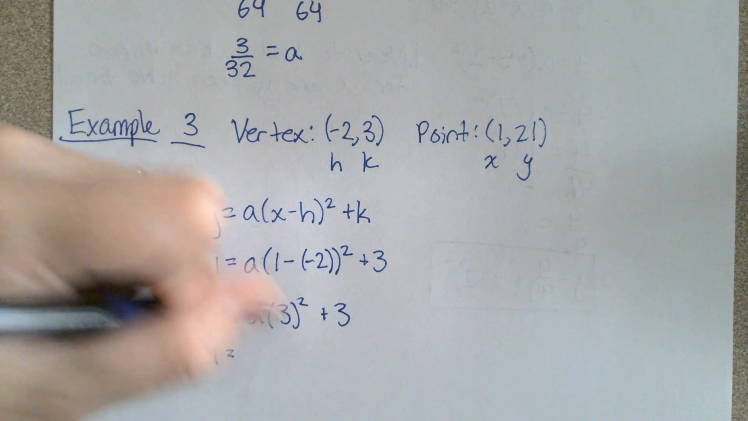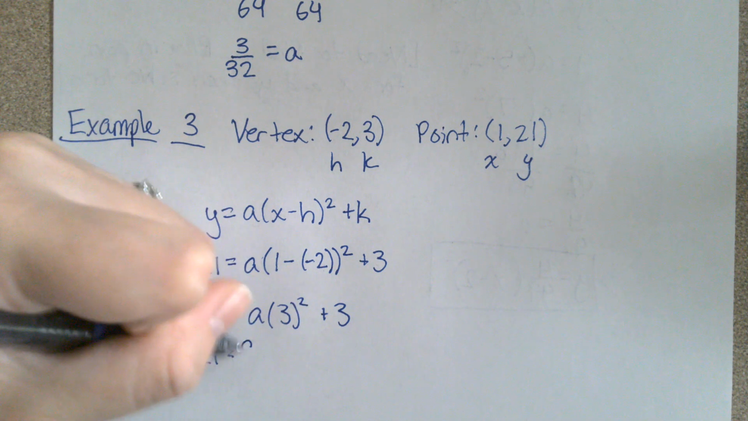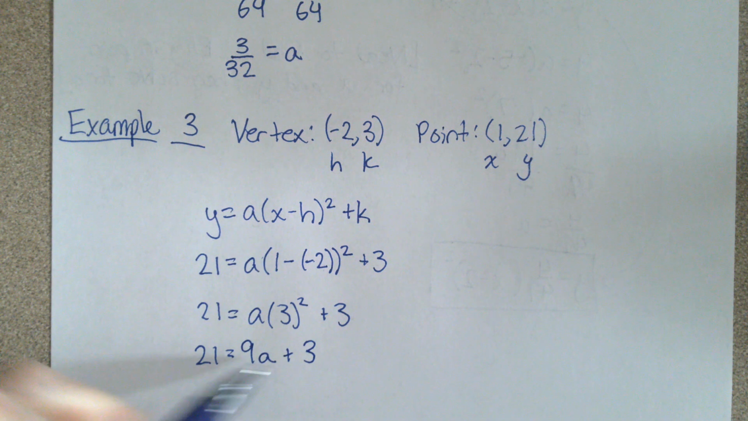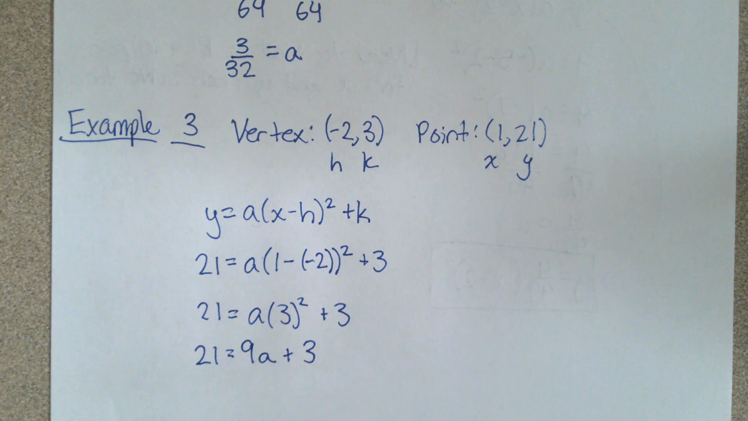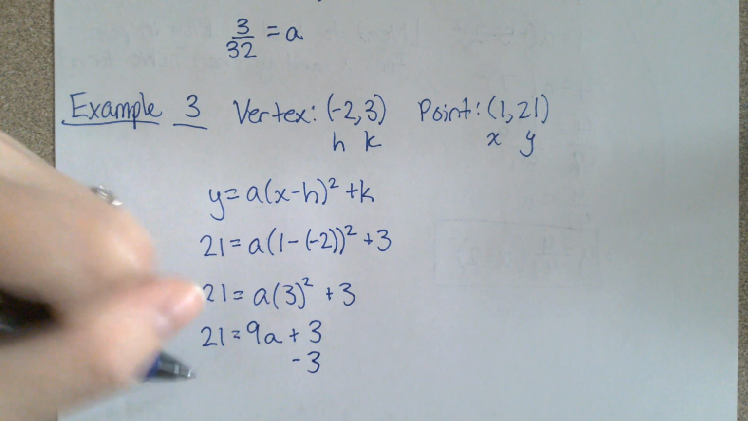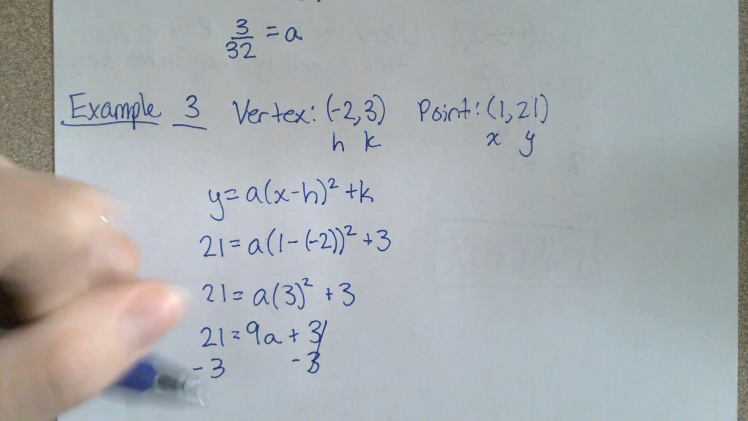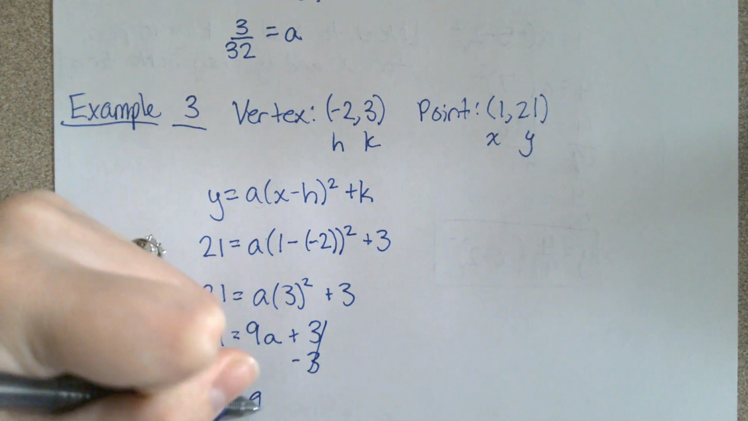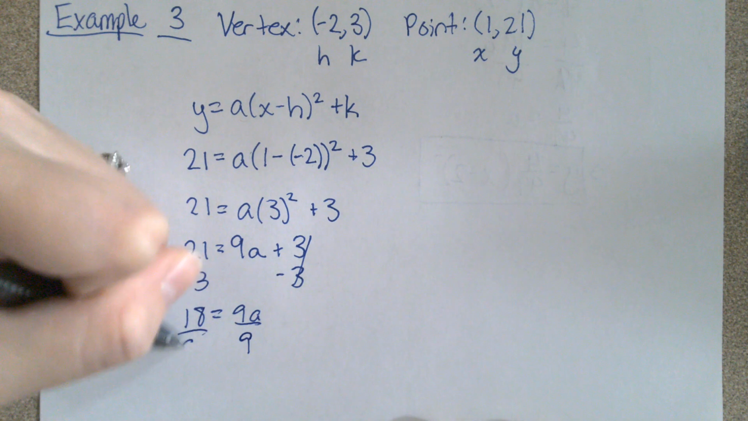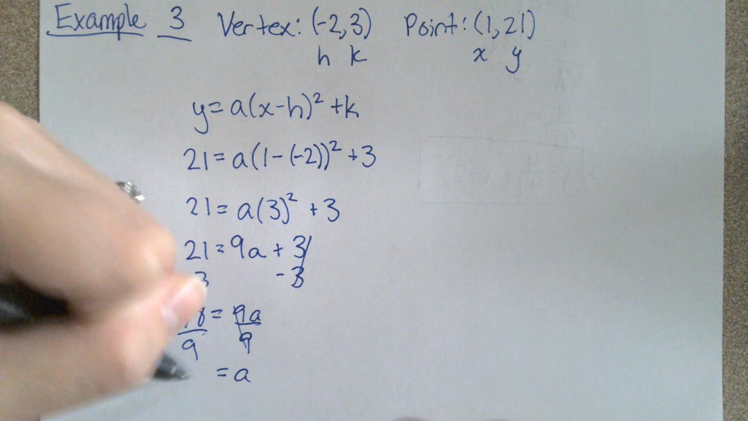21 equals, I'm going to switch these. This is going to become 9a plus 3. Make sure you're careful when you're writing 9 and a together, because quickly you can write your a to make it look like a 9 or vice versa. I'm going to subtract the 3 on both sides. That gives me 18. And then dividing off the 9, a is 2.